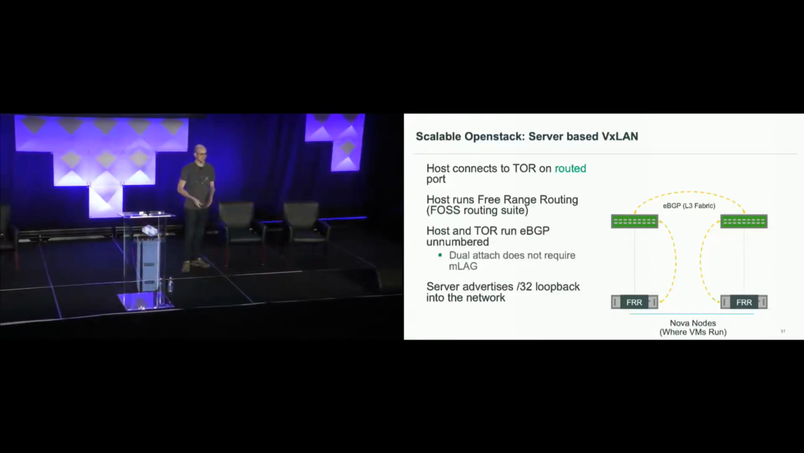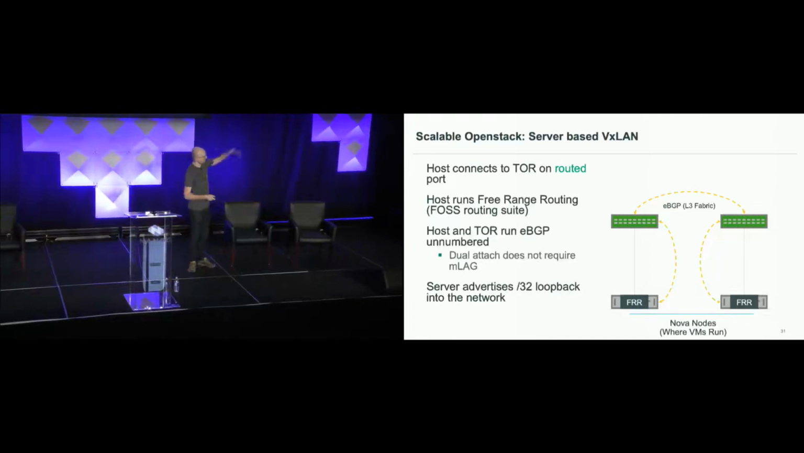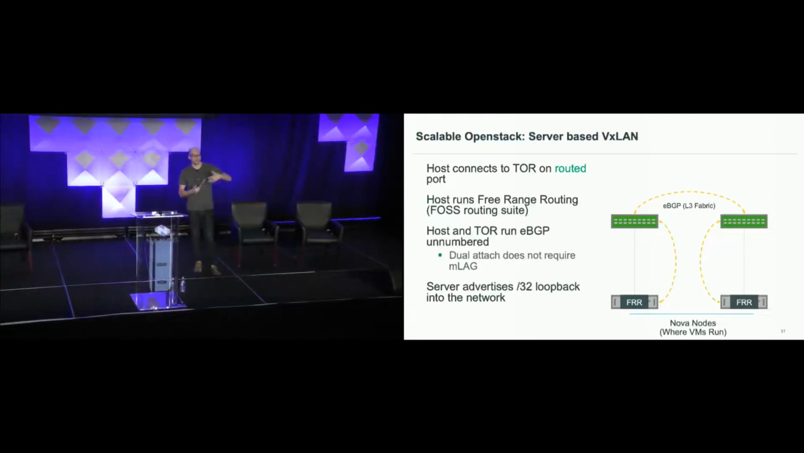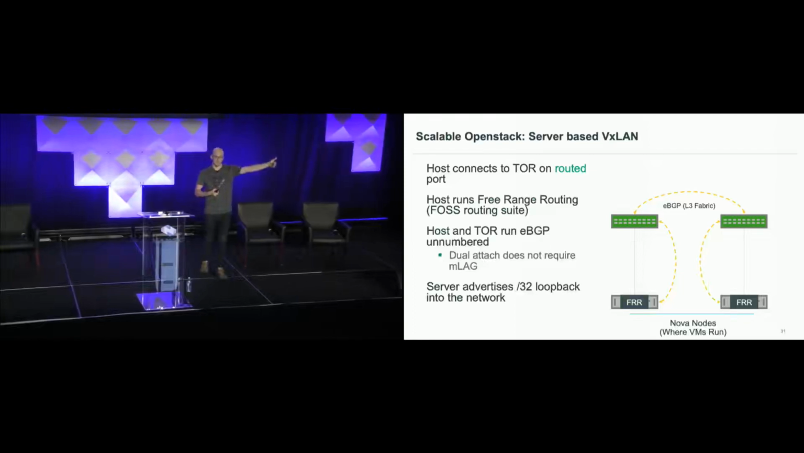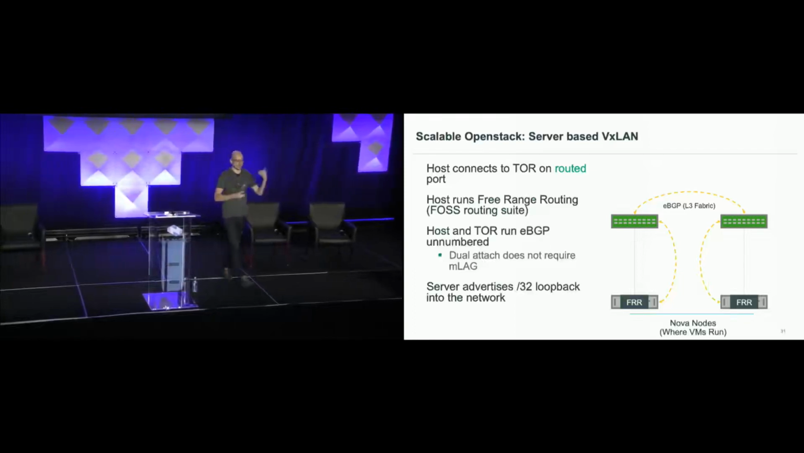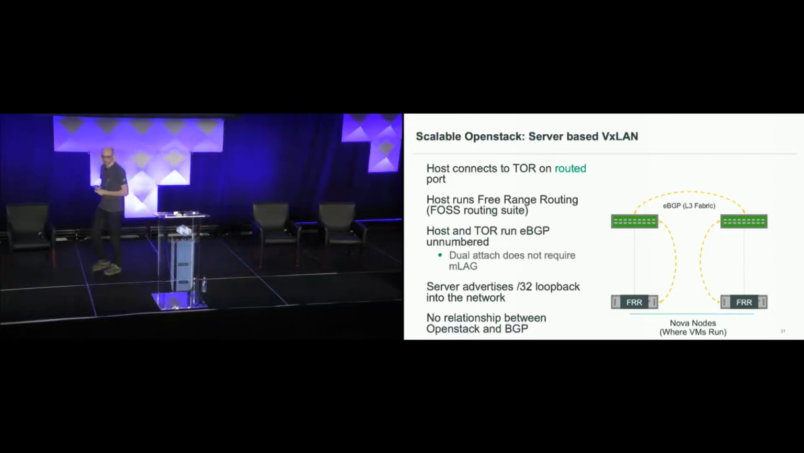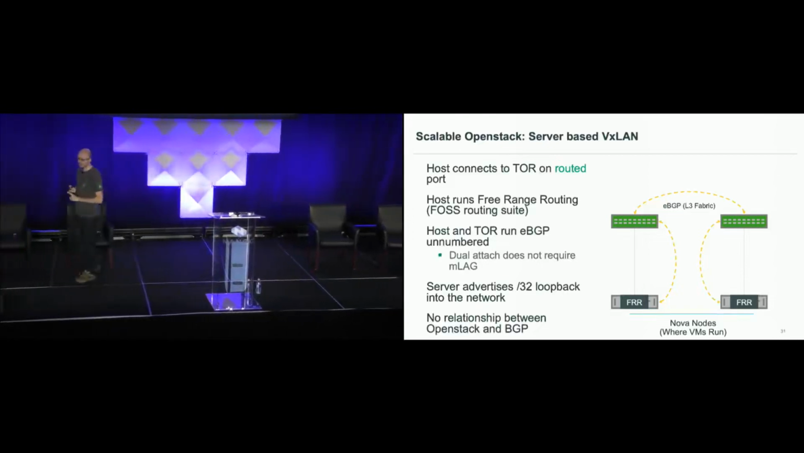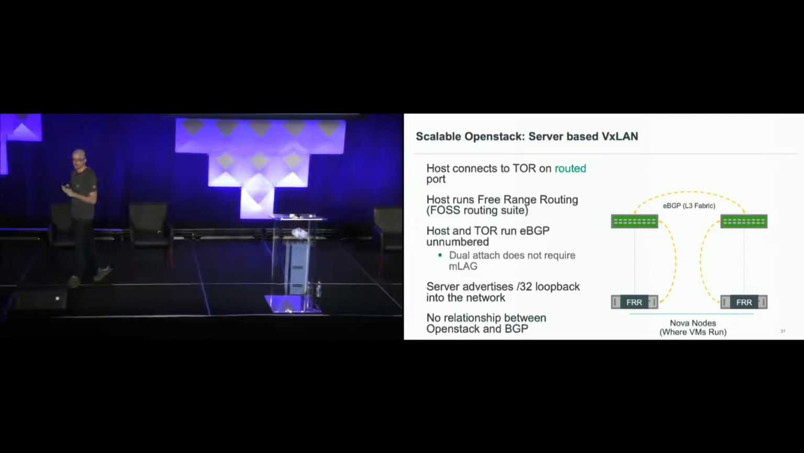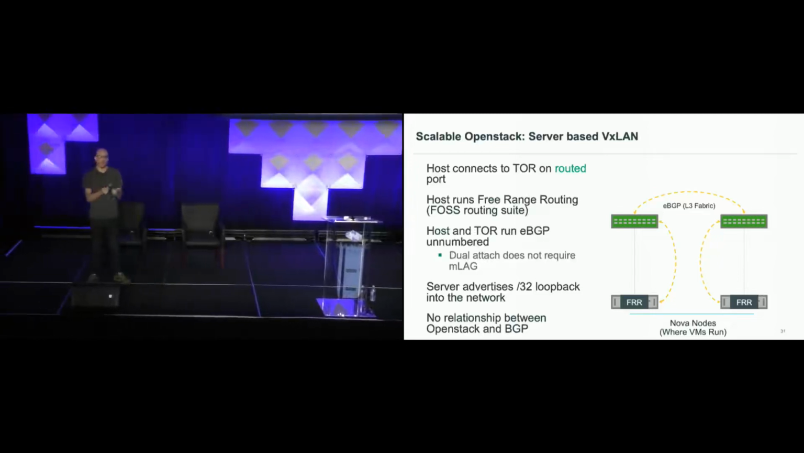But if you still insist on feeling nervous about this, you can still summarize, say, at the top of rack and advertise a /24 representing that rack, and then have every server have its own /32 loopback IP within the rack. And again, Openstack has no relationship with BGP. It's not speaking BGP. It's not programming BGP. Again, we're using BGP as a mechanism to build this underlay fabric for Openstack to do things on top of.